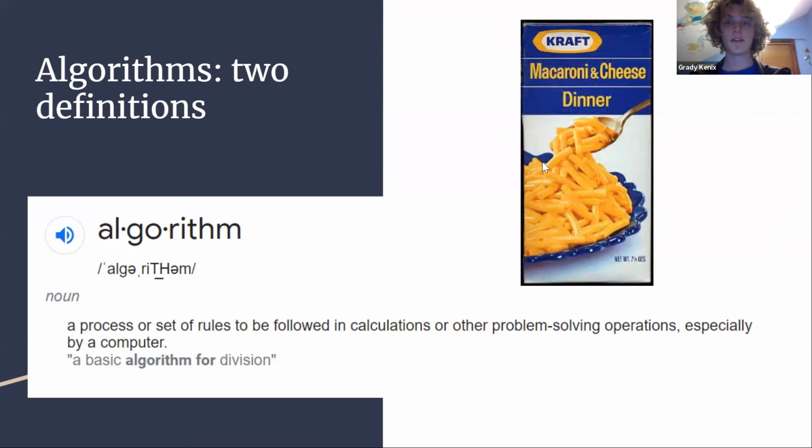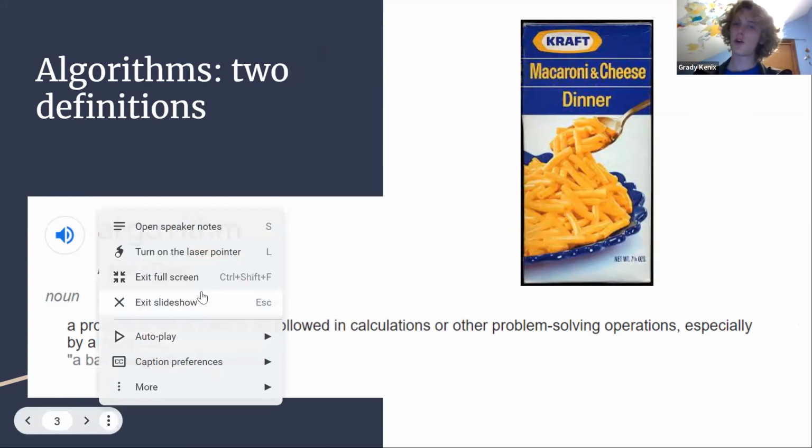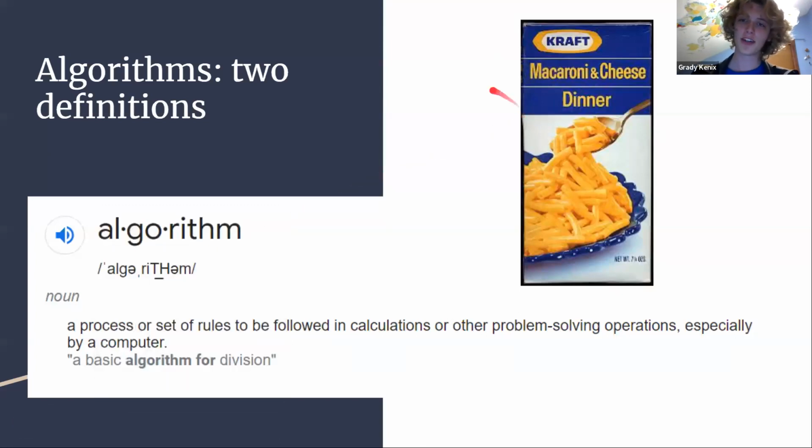For example, this Kraft macaroni and cheese dinner, if you turn it over, you'll see on the back an algorithm for the creation of a macaroni and cheese dinner, step by step, with a certain goal, which is the creation of a macaroni and cheese dinner. So yeah, that's really what an algorithm is. Some rules, some steps, however you want to phrase them, which have a point to them, and more often than not, in the context of a computer.